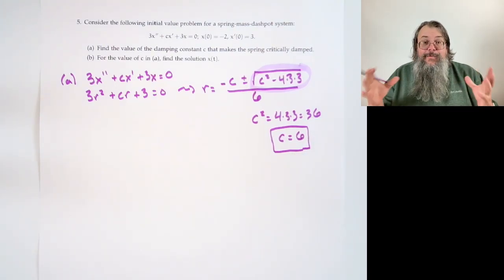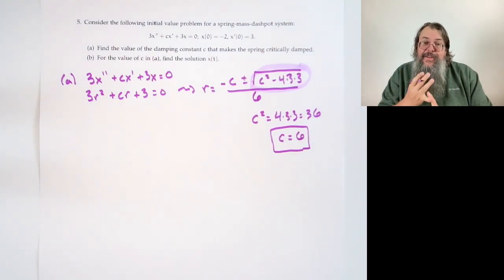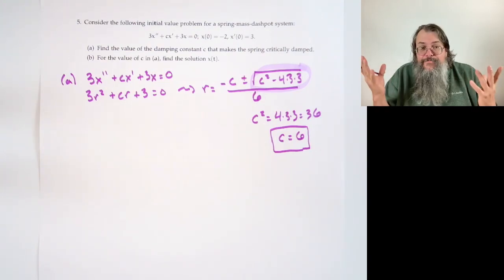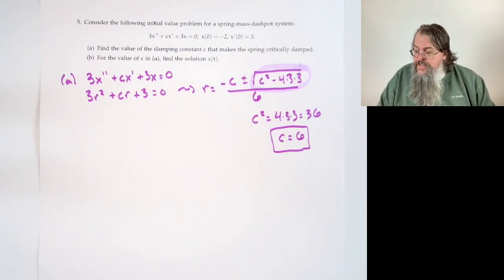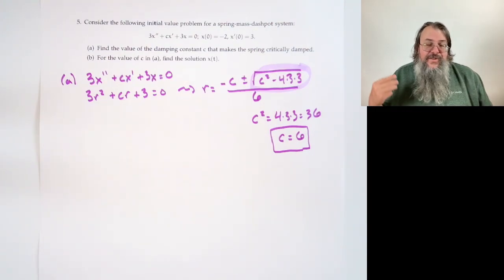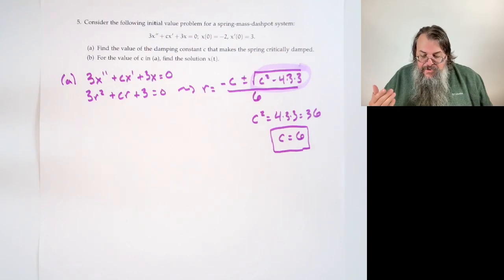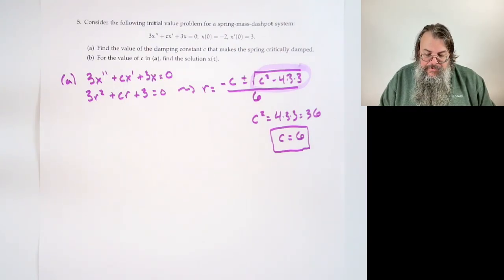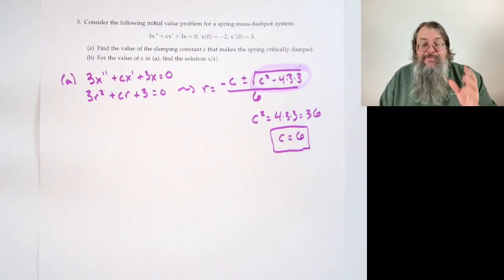And that's it for part A, because part A says find the value of the damping constant c. That was it. Now, that's not so bad, right? Well, it's not meant to be bad. It's meant to say, do you know things? And if you know them, can you do things with them? So now we're ready for part B.